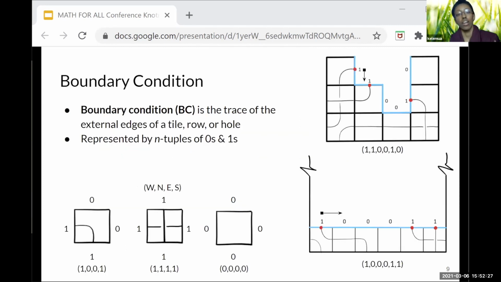And finally, a boundary condition is the trace of the external edges of a tile, row, or hole, and it's represented by n-tuples of 0s and 1s, where a 0 corresponds to there not being a connection point along an edge, and a 1 corresponds to a connection point being present. And here are just some examples of boundary conditions of tiles, a row, and a hole.